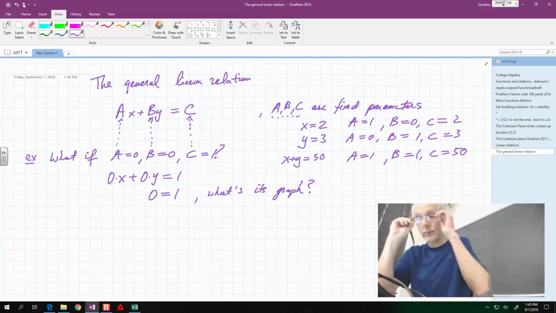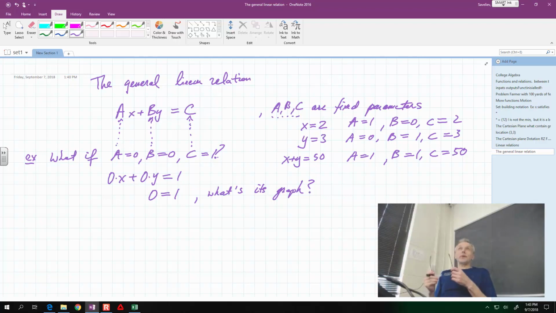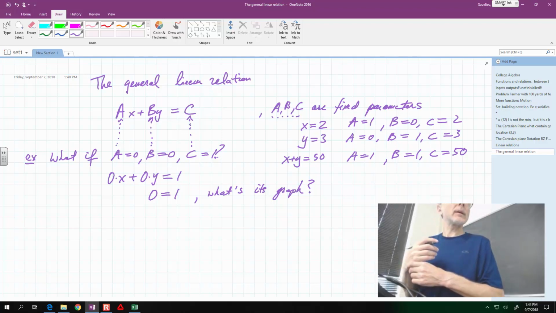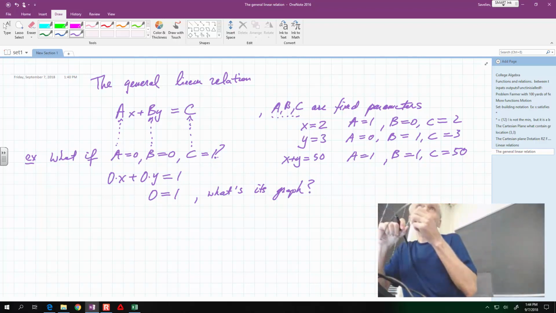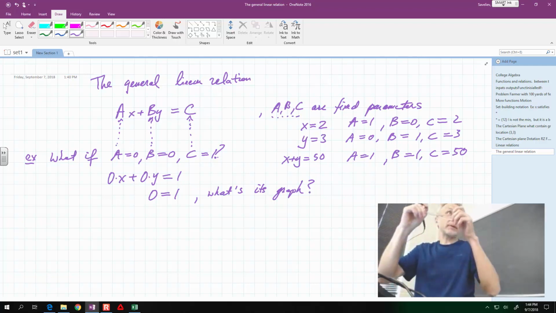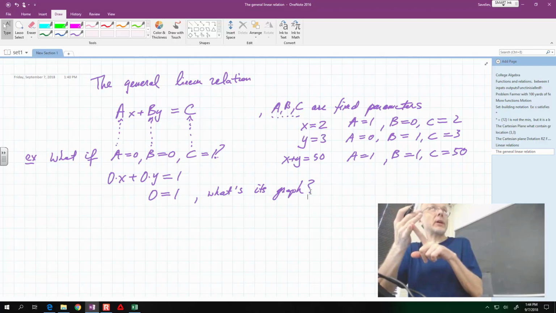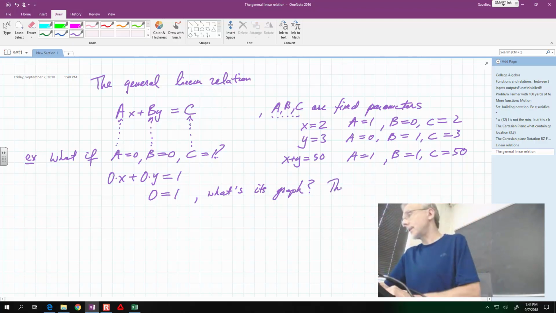No solution. Okay, no solution. Right. So what's the graph then? That's right, there is a word for it. If there is nothing on it, it doesn't mean that it's not meaningful. It does make sense, so we should be able to tell what it is. The empty set. Yes, the empty set.